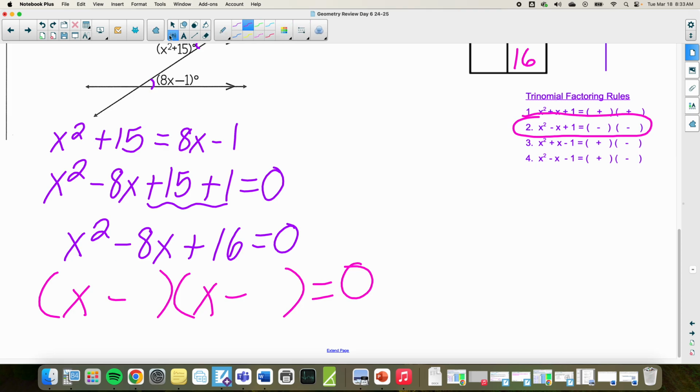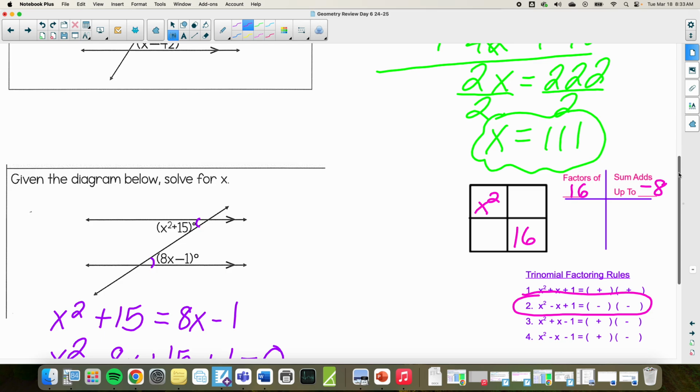What that tells me then is when I do this and I find those two factors, they're both going to be negative, okay? And what that would be here then is, do you guys get, if I did negative 4 times negative 4, isn't that a positive 16? And negative 4 plus a negative 4 is negative 8. So that's what it would look like.